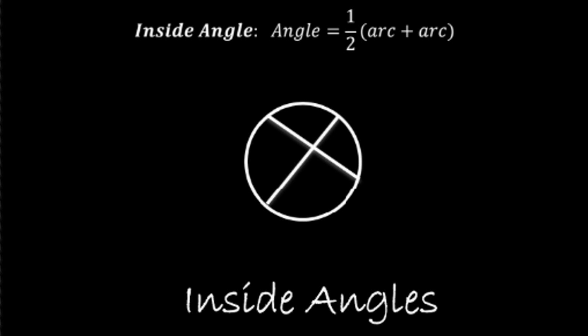Two intersecting, what did we just learn these segments are called? Chords. They're chords, okay? So in this case, we have two intersecting chords creating how many inside angles are there? 4. Now, if I say that this is my inside angle, that X, that inside angle is equal to 1/2 of the arc it creates plus the arc across from that arc. The angle is equal to 1/2 the arc plus the arc.